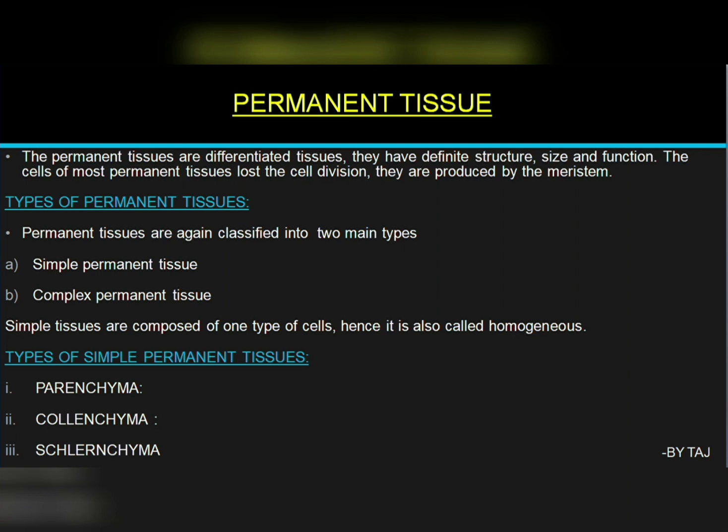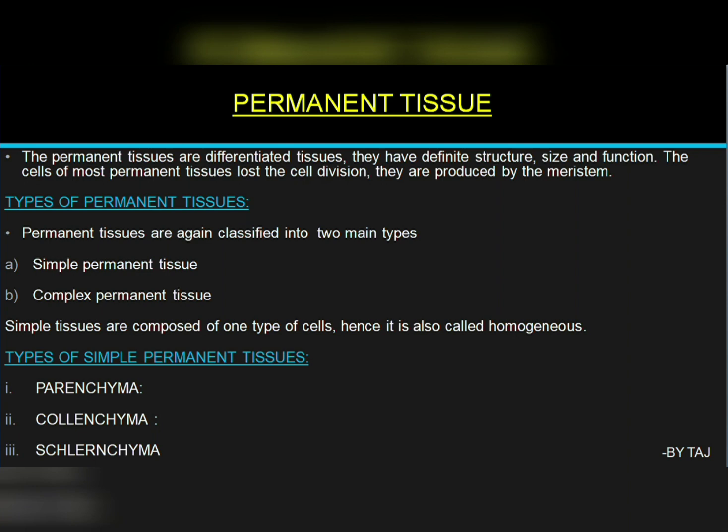The permanent tissues are differentiated tissues. They have definite structure, size and functions. The cells of most permanent tissues lose the ability of cell division. That means continuous cell division is lost by the permanent tissue. They are produced by the meristems.